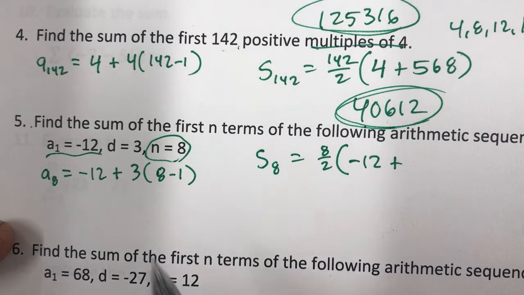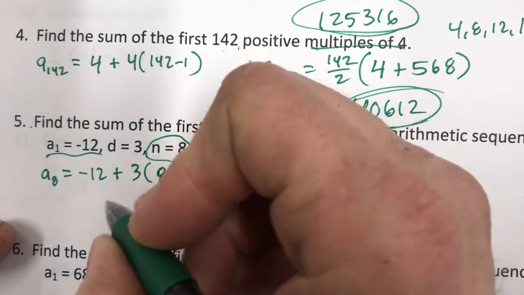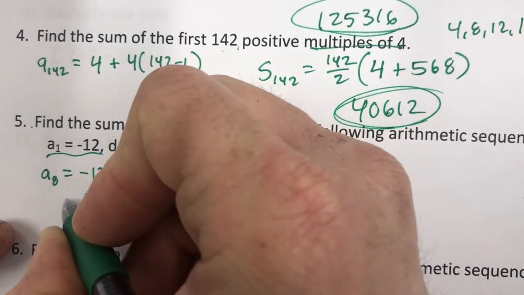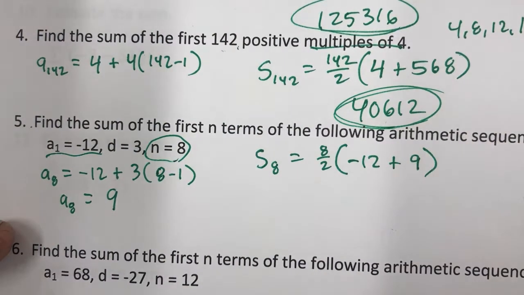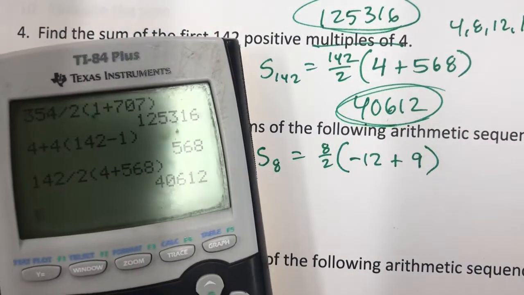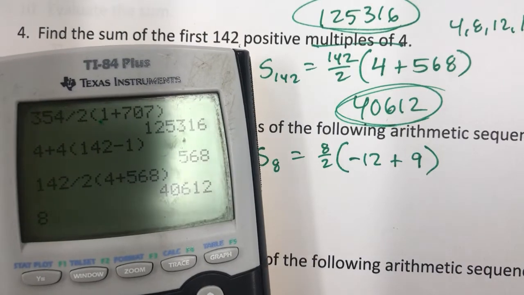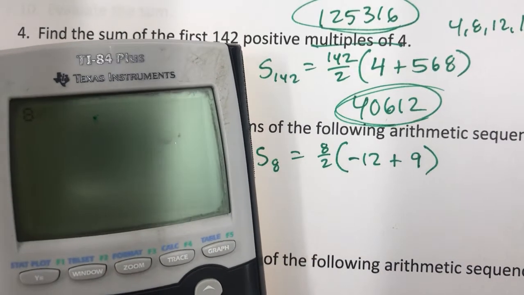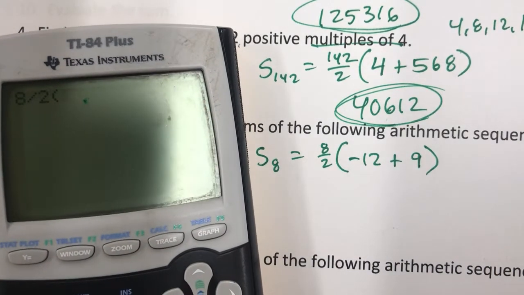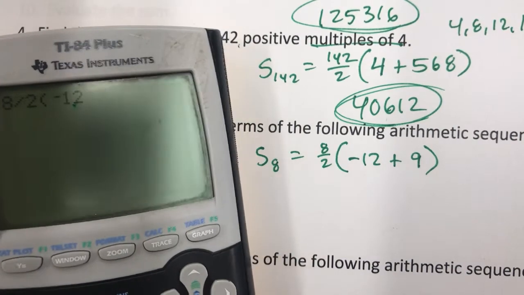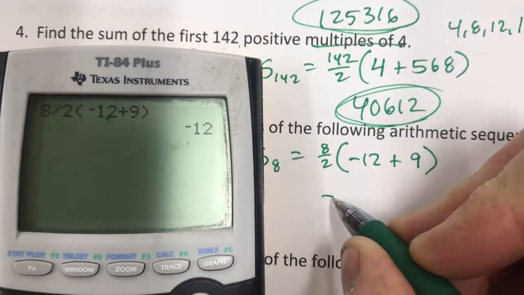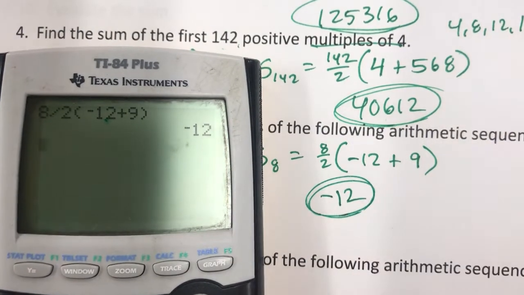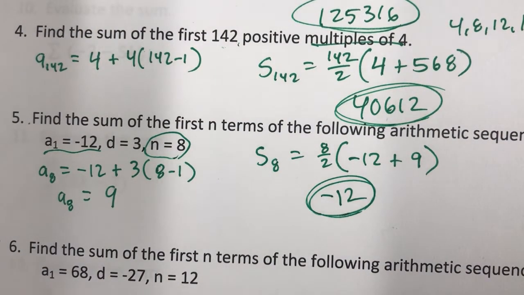All right, so I think this is 9. The 8th term is 9. And now I can punch this in. 8 divided by 2 times negative 12 plus 9, and there you go, negative 12. So if I add these up, it's negative 12. Let's check this one. I'm just kind of curious.